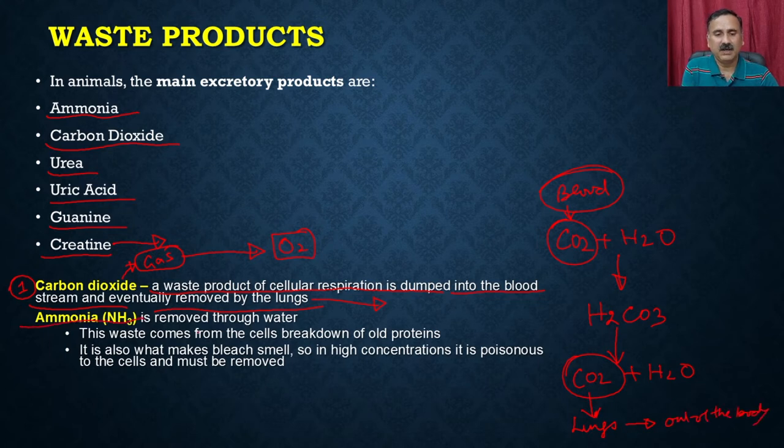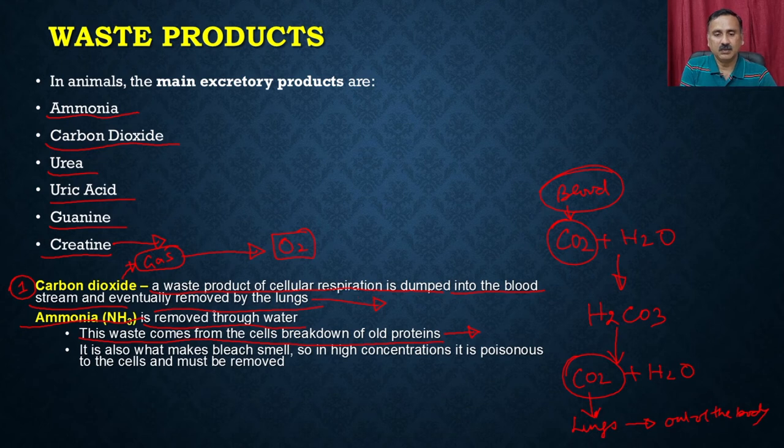Similarly, for ammonia we have a different mode in which it is removed. One of the convenient ways of removing ammonia is through water, and this waste comes from the cellular breakdown of old protein. When some of the older proteins break down, they release many amino acids, and every amino acid has an amino group, right? When it is catabolized or recycled, ammonia is released, and this is removed through water. Ammonia is very soluble in water, and that's how it is removed.